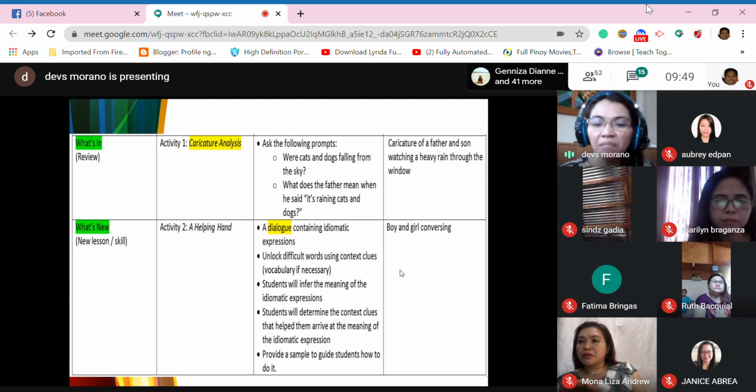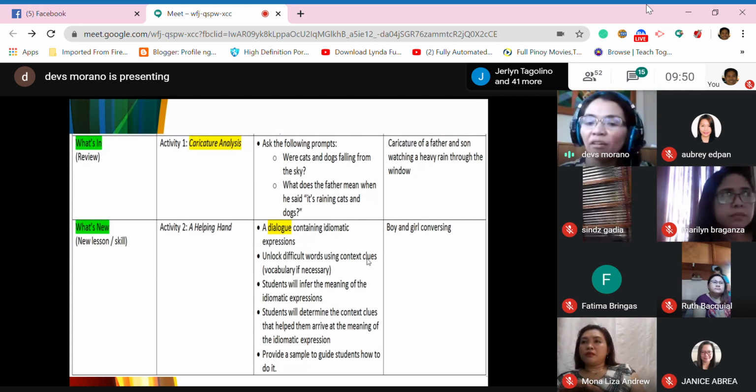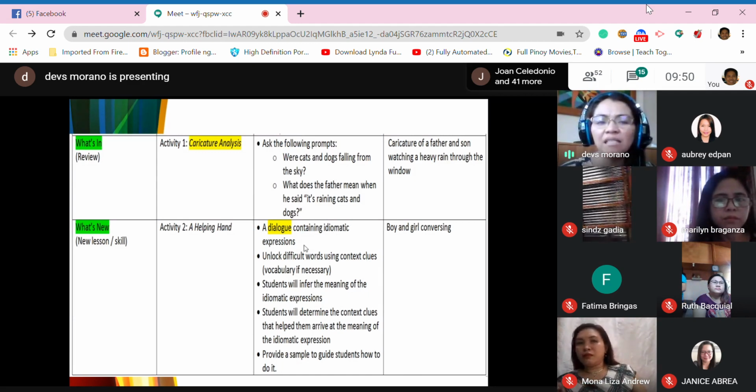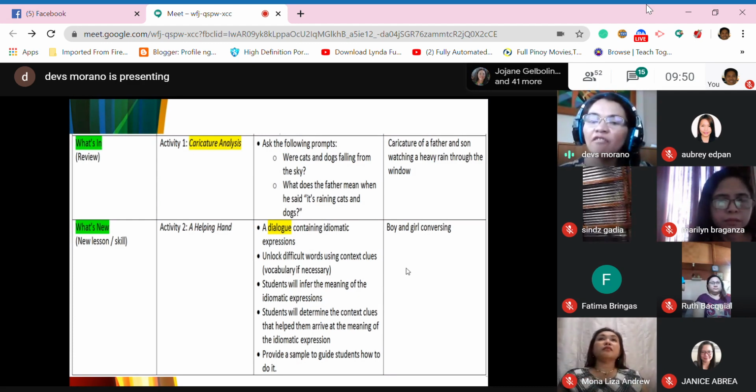From that activity, students will infer the meaning of the idiomatic expressions. Students will also determine the context clues that help them arrive at the meaning, and a sample will be provided to guide students on how to infer the meaning of the idiomatic expressions. And since this is a dialogue, there is a plan for an illustration of a boy and a girl conversing.